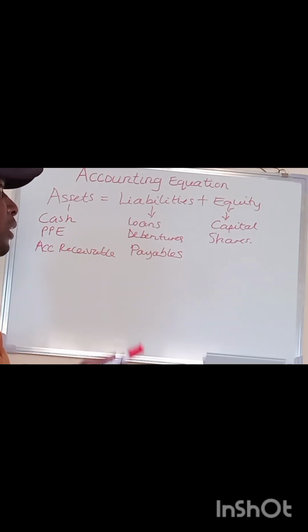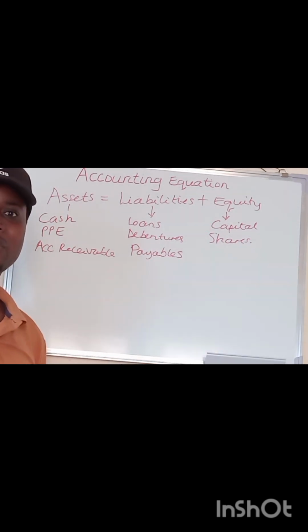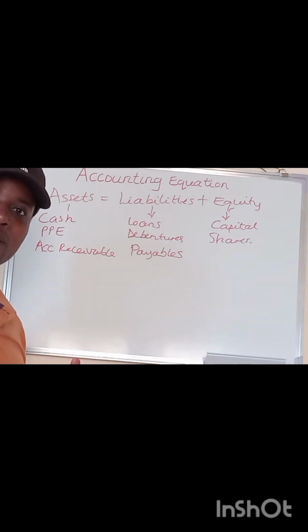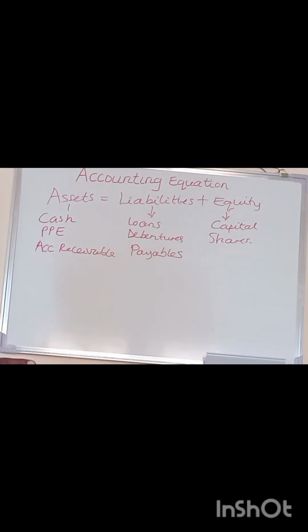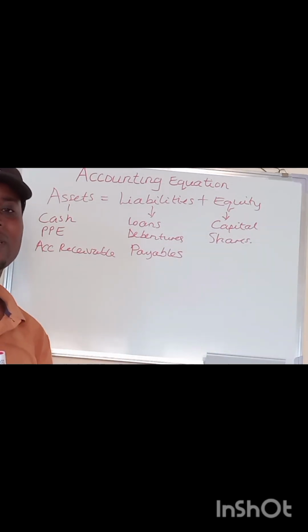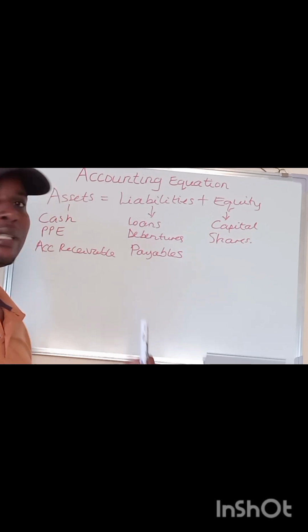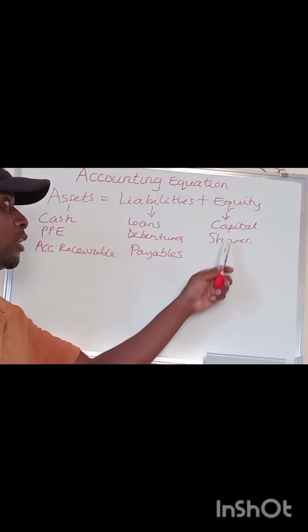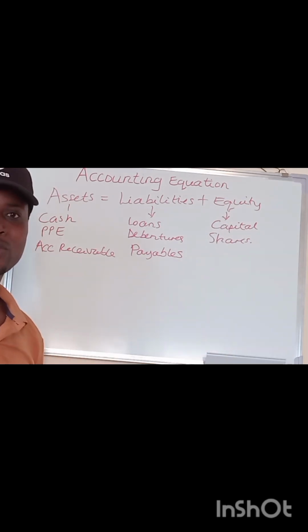Then on equity, it depends on whether the business is owned by a single person, or it's a corporate or a company. If it is owned by a single person, that's what we call capital, that which you invested into the business. And when it is a limited liability company, that's where you get equity in terms of shares.